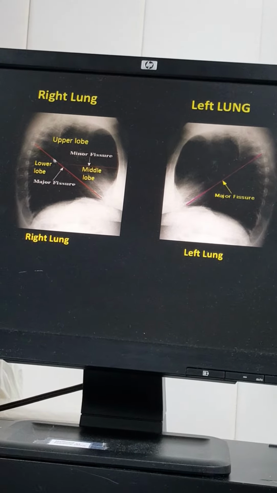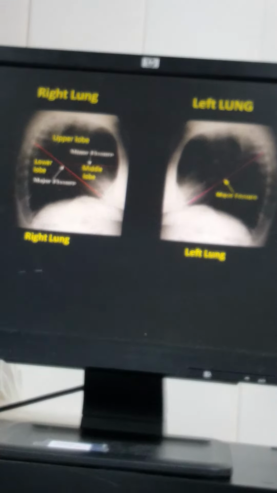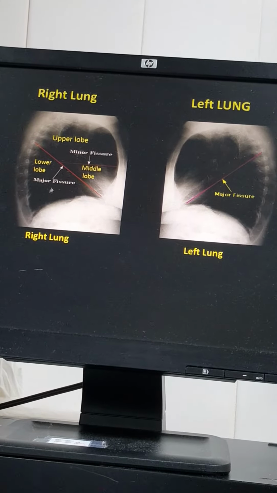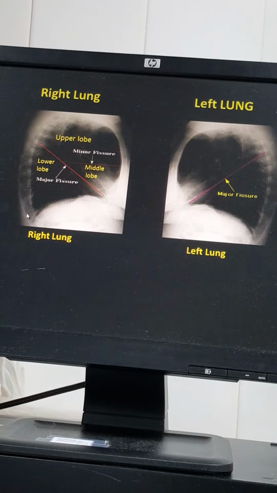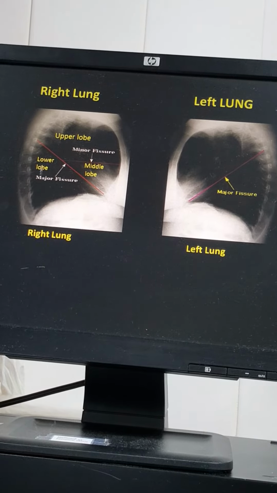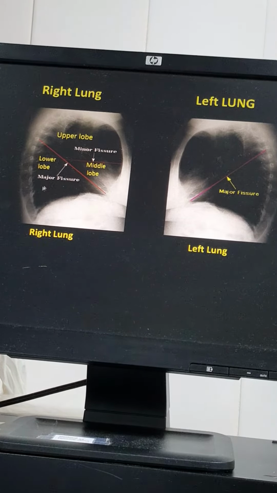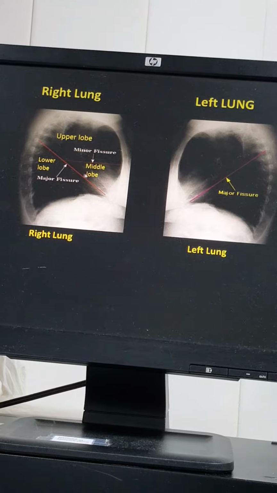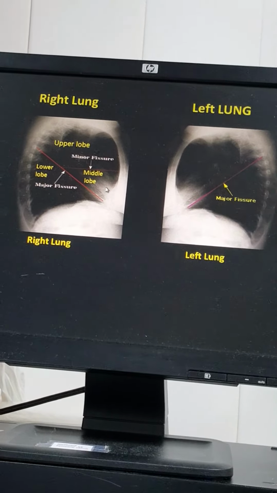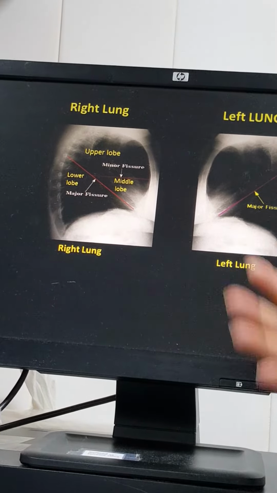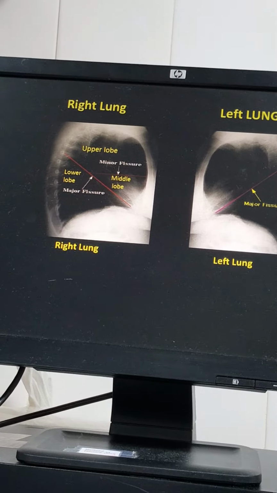We have a superior segment which lies superiorly. Then we have the basal segments: anterior basal, lateral and medial, and then posterior basal segment. So these are the 5 segments in the lower lobe. Then we have a middle lobe. The area on the right side which overlies the heart on a lateral X-ray, that is the middle lobe.